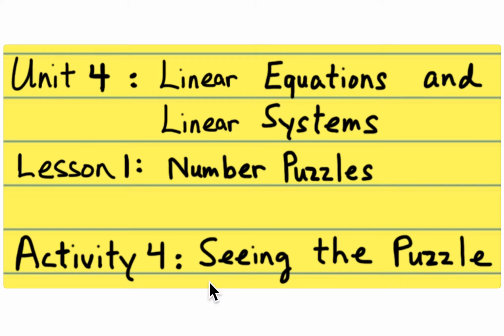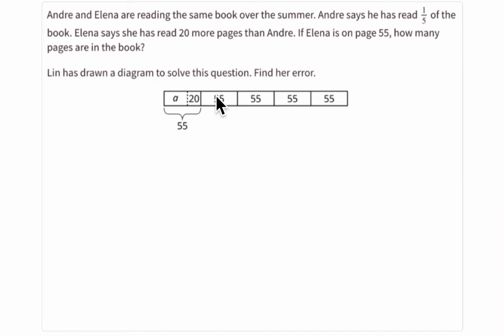This is activity 4, seeing the puzzle from lesson 1, number puzzles. So here's a puzzle for you. It says that Andre and Elena read the same book over the summer. Andre says that he read 1/5 of the book. Elena says that she read 20 more pages than Andre read. So if Elena is on page 55, how many pages are in the book?